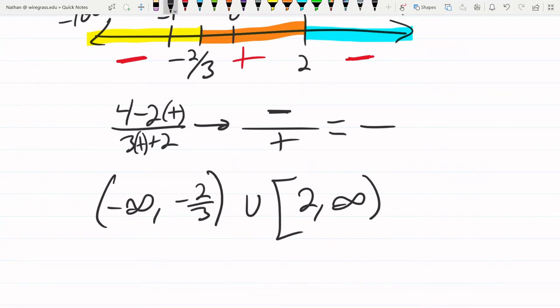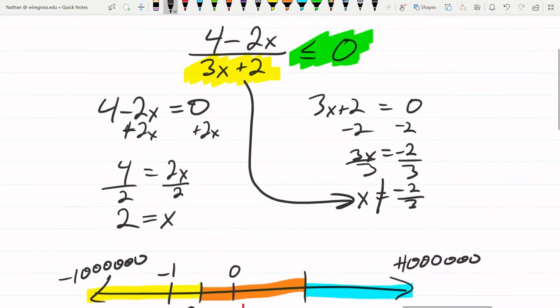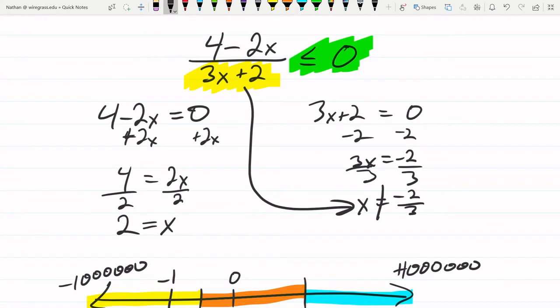It has to be a parenthesis next to it. But the positive 2 is allowed because it's a 0 from the numerator, which is just 0 divided by something, which is just 0. It does in fact work. So make sure when you're doing rational inequalities, you keep in mind that the denominator can never equal 0. Therefore, if you have an inequality like this where it's not strict, then you need to always not include the zeros from the denominator. I hope that makes sense.